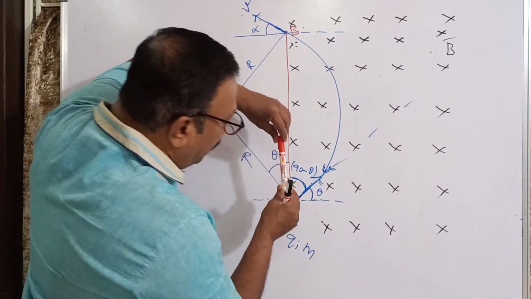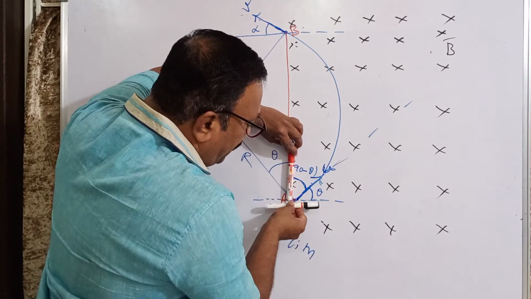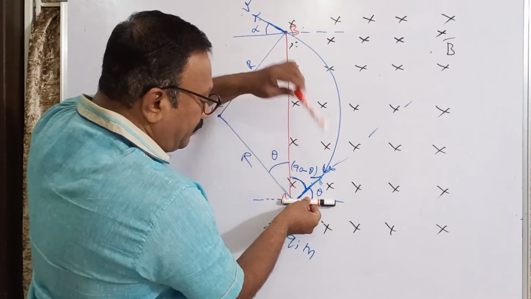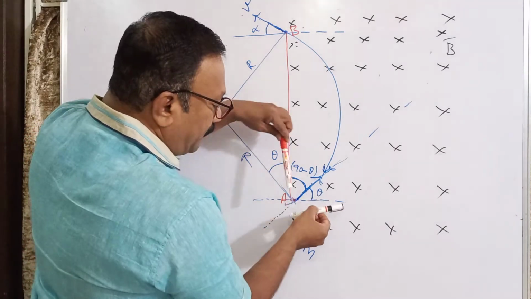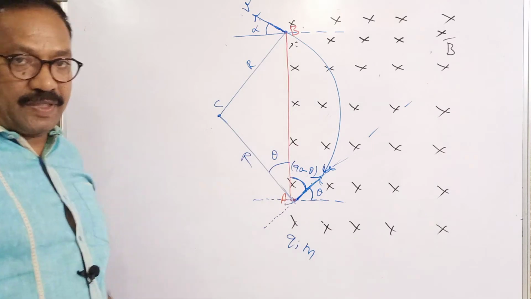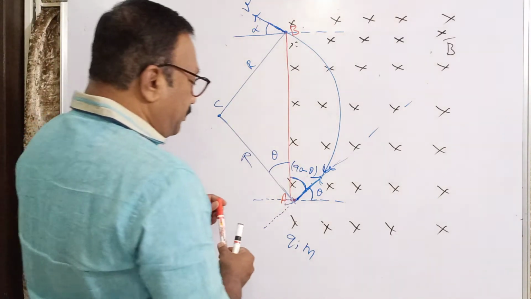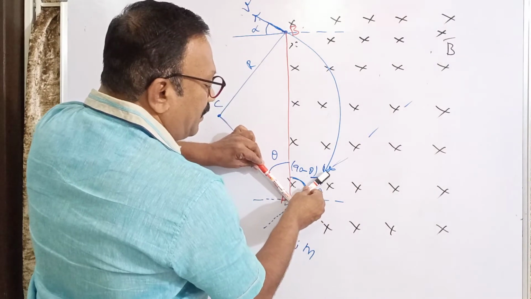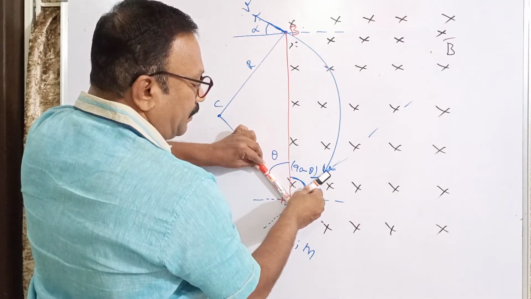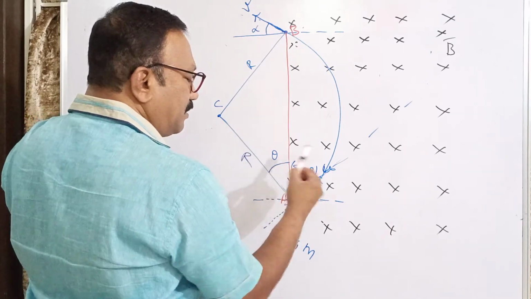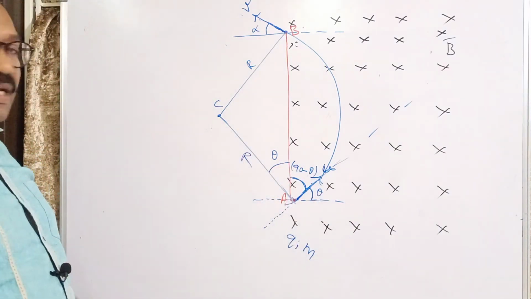See, this is a chord, this is a horizontal line. These two are perpendicular. But this is theta. So, if this is theta, this is 90 minus theta. Step 1. Step 2. The radius and velocity are always perpendicular. If this is 90 minus theta, this is theta again. So, that angle is theta.